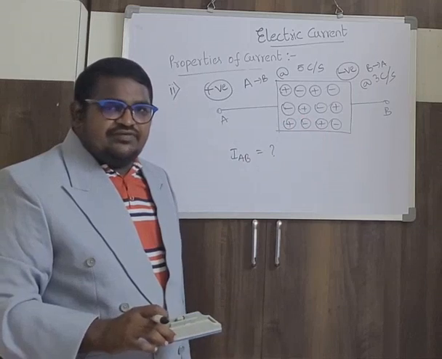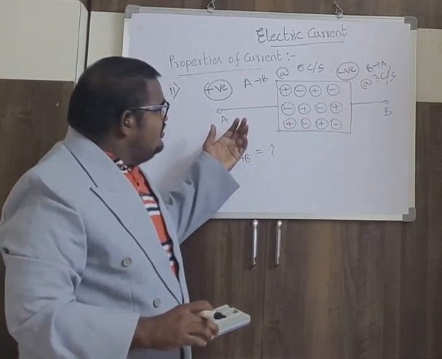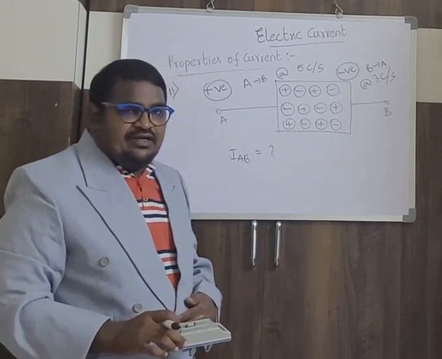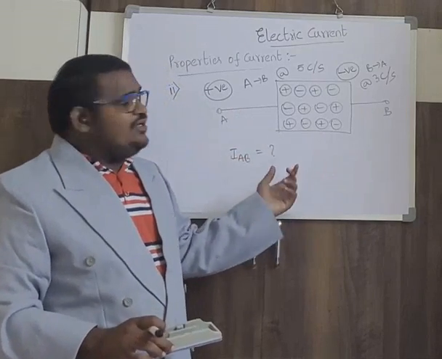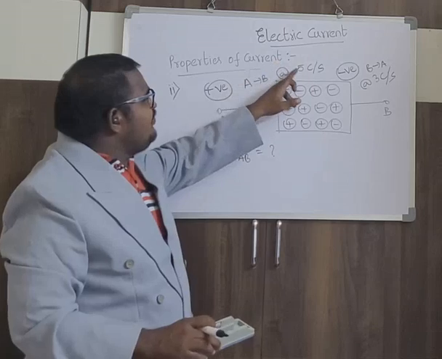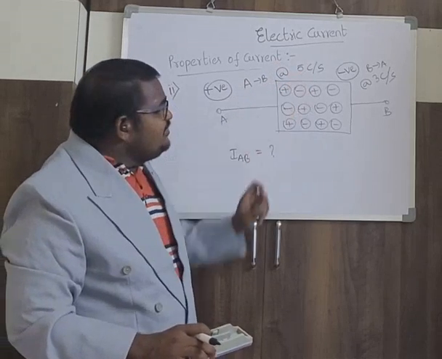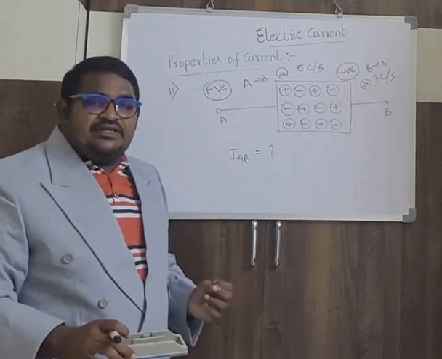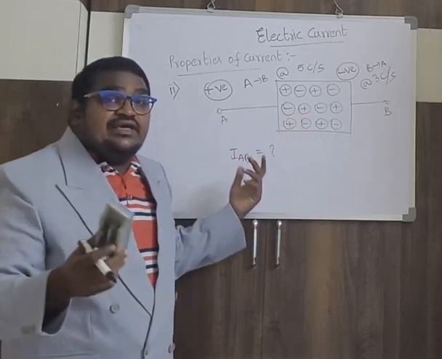What is the solution for this problem? When positive charge flows, it is associated with current. When negative charge flows, it is also associated with current. Due to the movement of positive charge, the current is 5 amperes. Due to the movement of negative charge, the current is 3 amperes. Then what is the total current? The total current is 8 amperes.